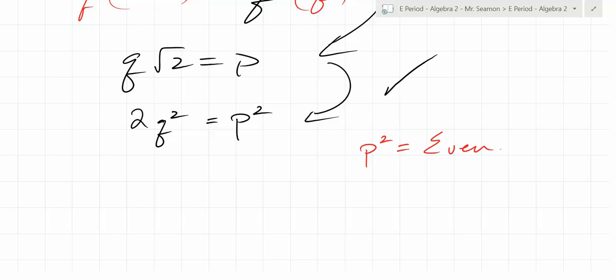What's the definition of an even number? 2 is a factor, right? 8 is an even number because 2 is a factor. 16 is an even number because it has a factor of 2. A billion is even because what's a factor? 2. So are you okay that P squared is even?